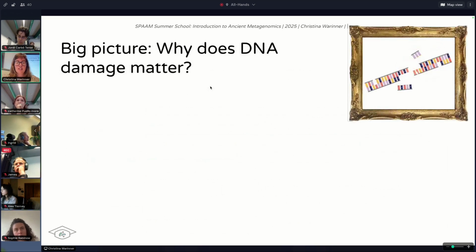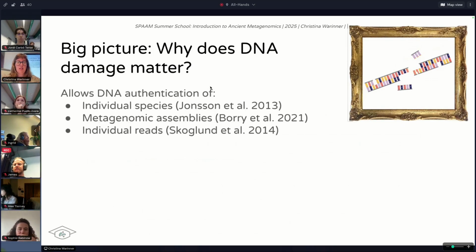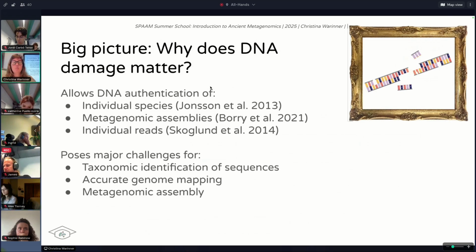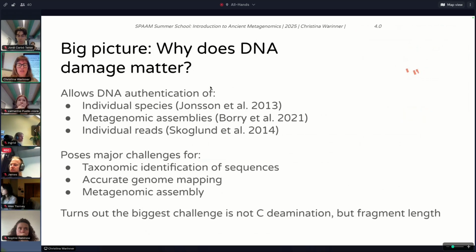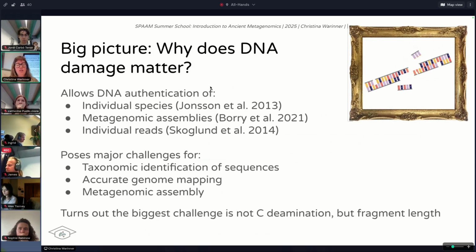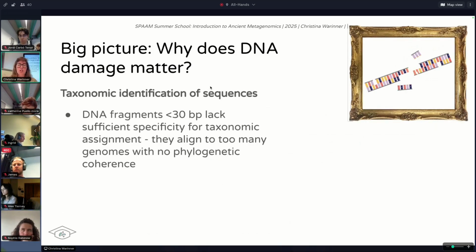So let's take one last step back and ask, what is the big picture? Why does DNA damage matter? DNA damage is important because it allows us to authenticate individual species or metagenomic assemblies or even individual reads. However, it can pose major challenges for taxonomic identification of sequences, accurate genome mapping, and metagenomic assembly. But it turns out the biggest challenge in our field is not the cytosine deamination. We can actually manage that pretty well. The biggest problem for us is fragment length. Sometimes our DNA is just too short.